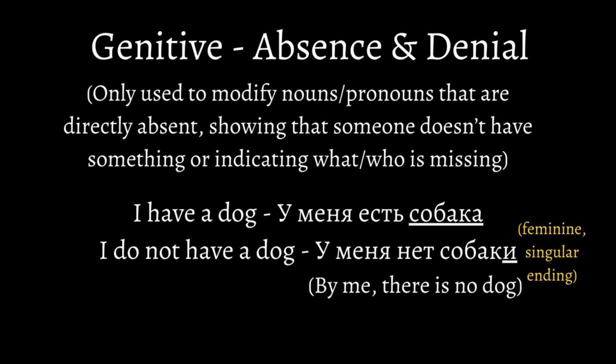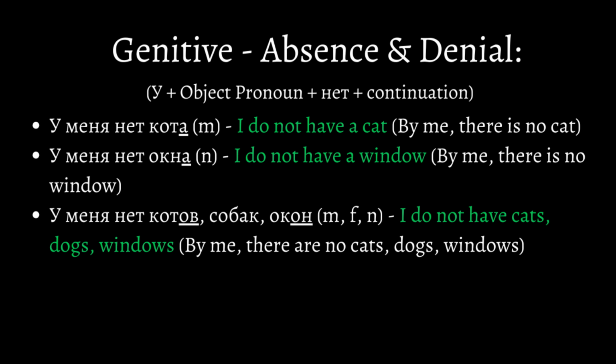The same concept can be made with any noun and any quantity, like у меня нет кота, у меня нет окна, and у меня нет котов, собак, окон. Кот is the masculine noun, and because it's absent, it's in the genitive masculine singular. Окно is a neuter noun, and because it's absent, it's in the genitive neuter singular. The nouns in the plural all take form in the genitive plural, under the correct genders.